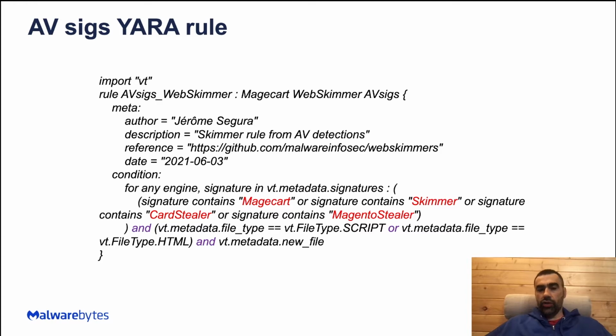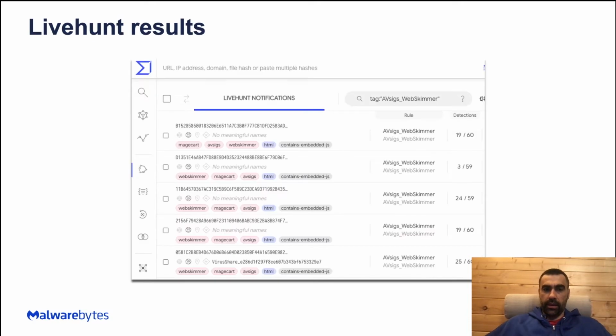And we're limiting our search to certain types of files. In this case, we're limiting our search to scripts, and also to HTML files. So we have scripts, HTML, and matching anything with one of those keywords. And as I said, a very simple rule that's going to essentially leverage existing antivirus detections. And here's the results that we can see now. So the live hunt notifications.